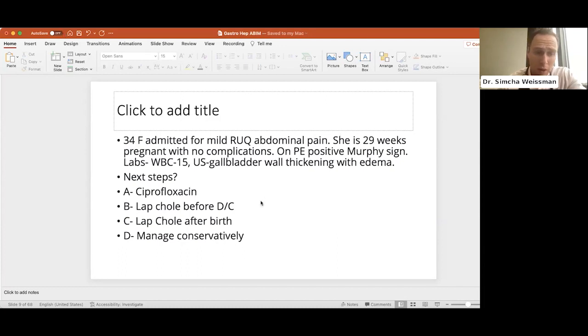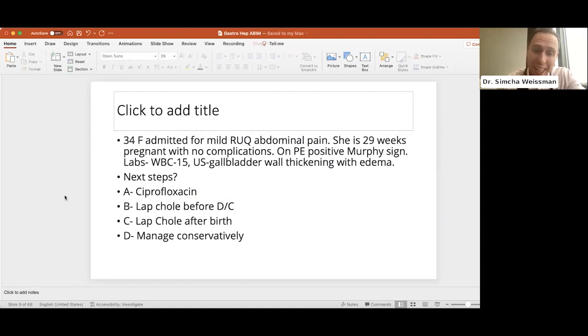I think we all know that it's positive Murphy's, gallbladder edema. It's going to be acute cholecystitis. They want you to know that she's pregnant, right? That's the trick here. They want you to think either just conservative management or a lap chole after birth. That's wrong. The answer is B.